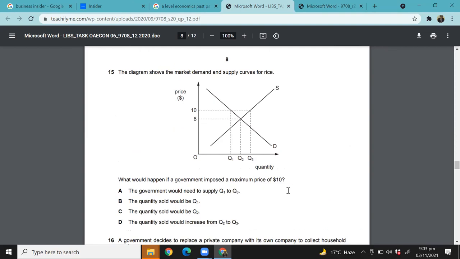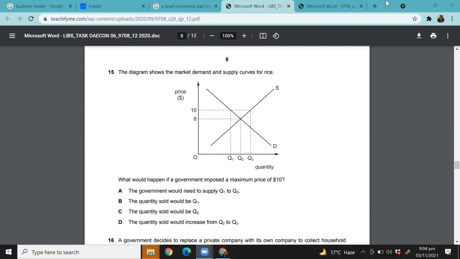What would happen if the government imposed a maximum price of 10? So the maximum price is 10. The equilibrium price is 8. The maximum price is 10. So it asks what happens if the government imposes a maximum price of 10? The government would need to supply Q1, Q3. The quantity sold would be Q1. The quantity sold would be Q2. And the quantity sold would increase from Q2 to Q3.